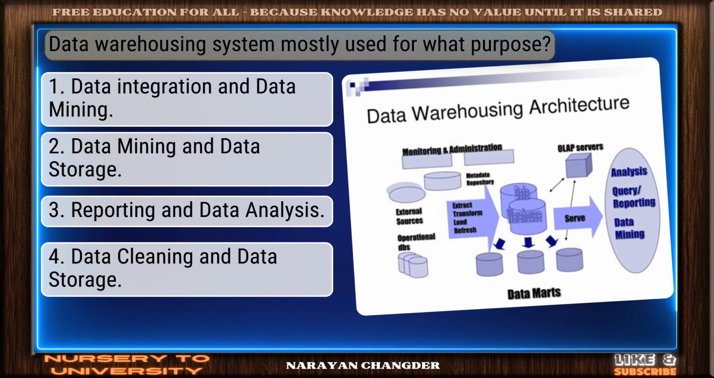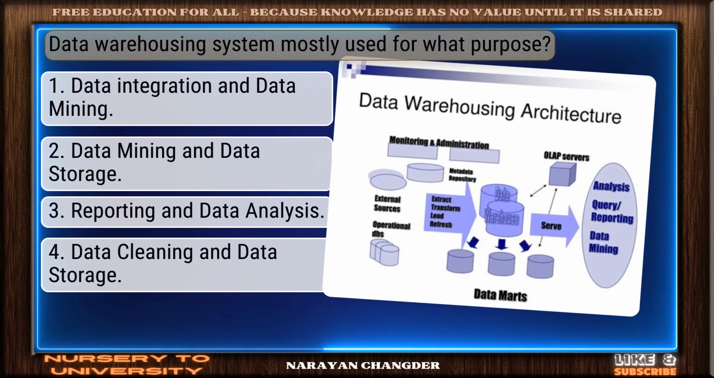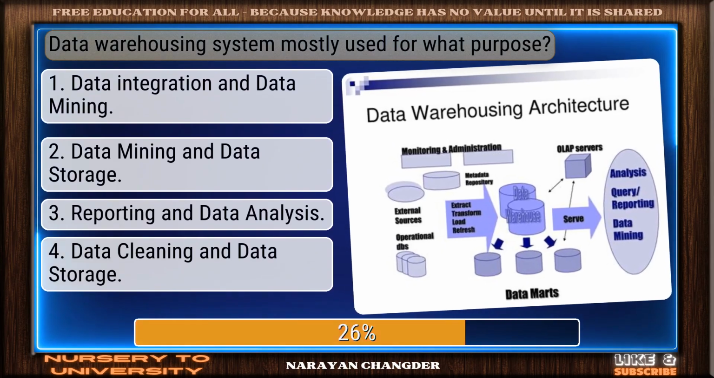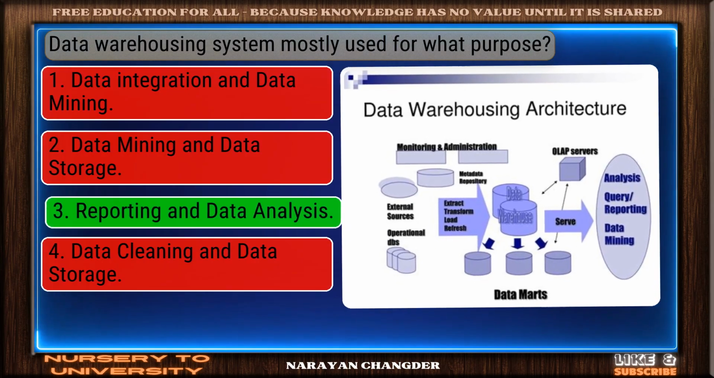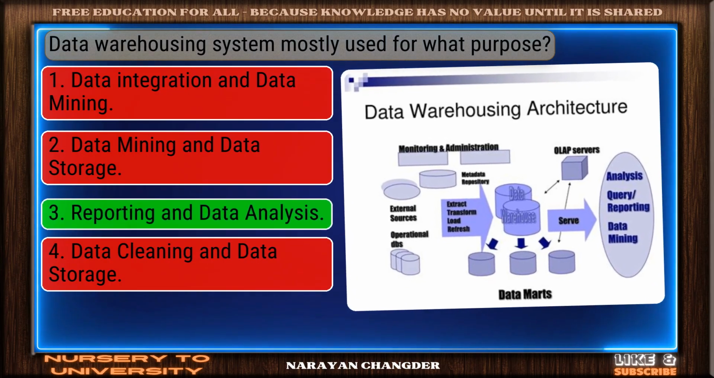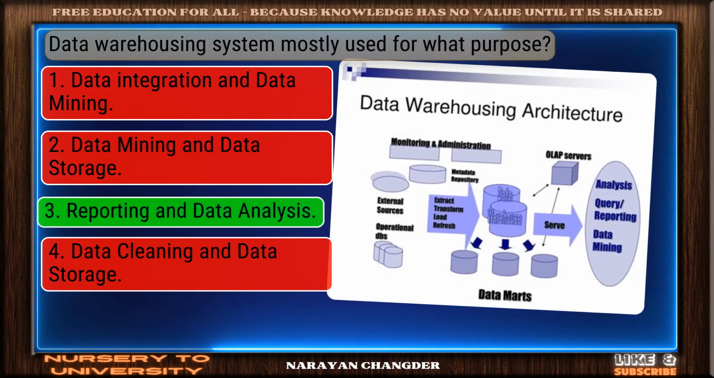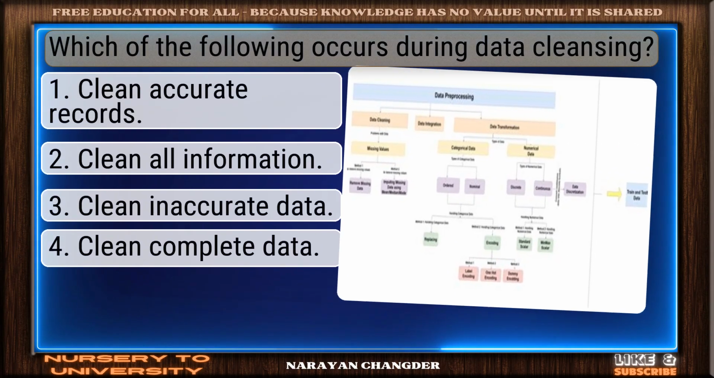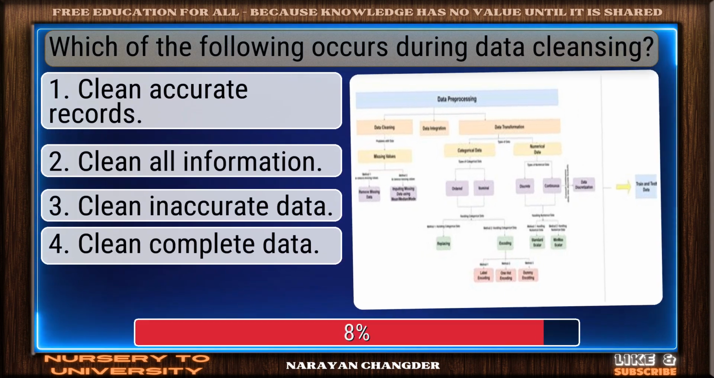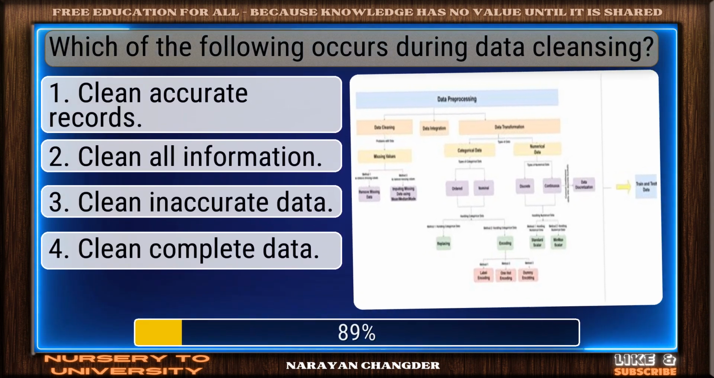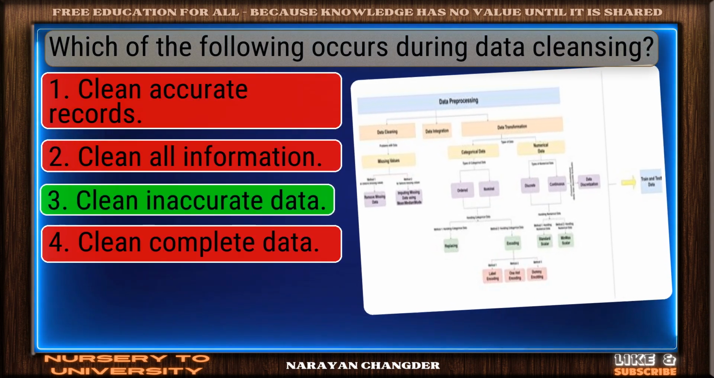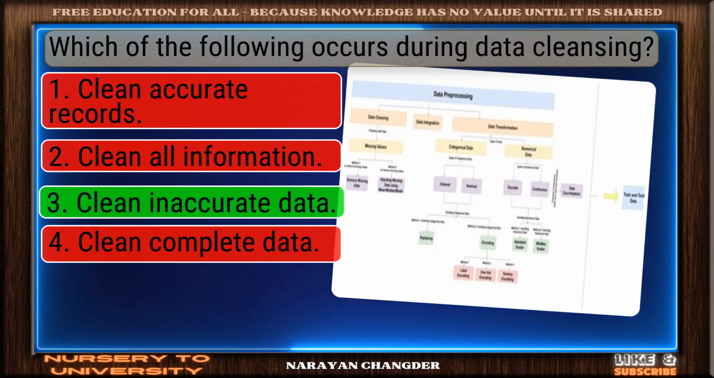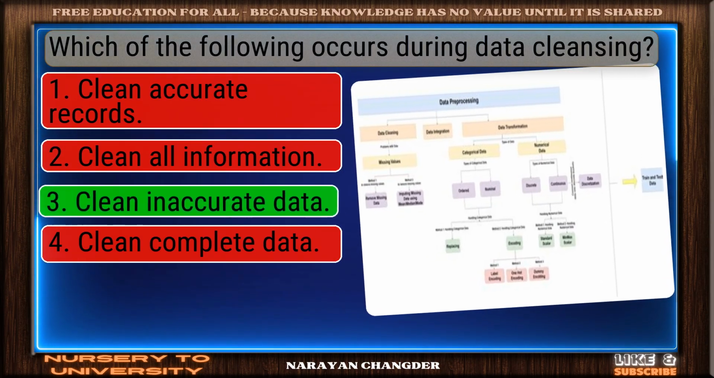Question number 17. Data warehousing system mostly used for what purpose? Smart pick. Reporting and data analysis is the correct choice. Question number 18. Which of the following occurs during data cleansing? You're right. Clean inaccurate data is the correct answer.